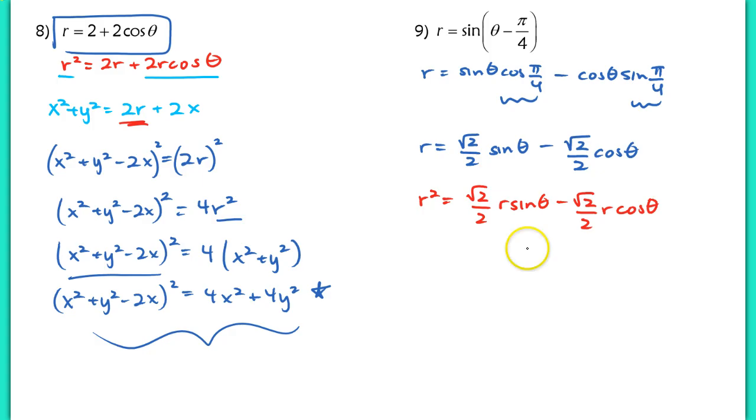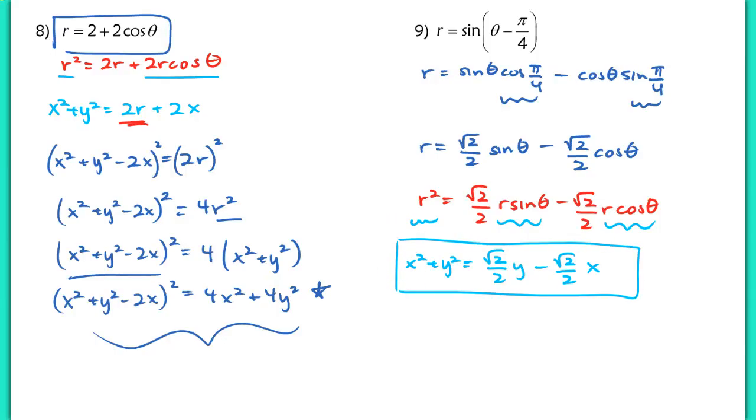And from here I can make those substitutions that are necessary to eliminate the r and the thetas. So I have x squared plus y squared equaling root 2 over 2 y minus root 2 over 2 x. Now in this case, I could complete the square and move those all over to the other side, but it's going to get pretty ugly here, so I'm just going to stop since this is already in rectangular form.